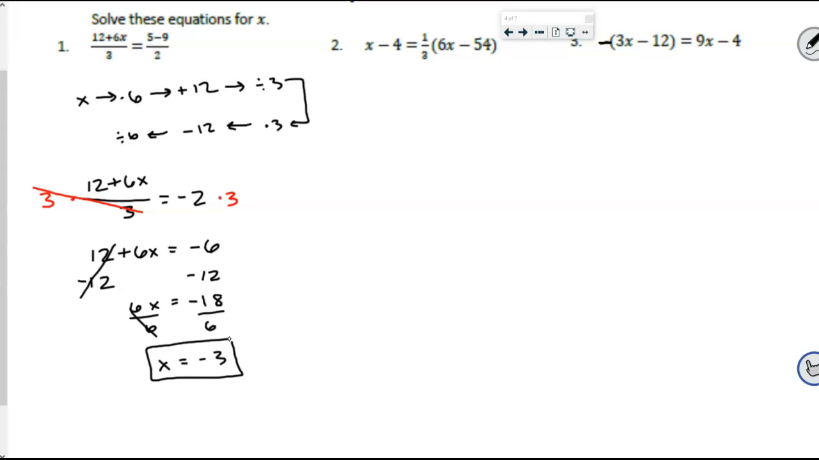Now, I'm going to show you one other way that we could have solved this, which is not required for this problem, but remember I also forewarned you about your next task that's going to be pretty difficult and is going to require some extra directions. I'm giving you an extra strategy that you could use for a similar problem. So let me just rewrite this first. 12 plus 6x divided by 3 is equal to 5 minus 9 all divided by 2. That's just me rewriting the problem.